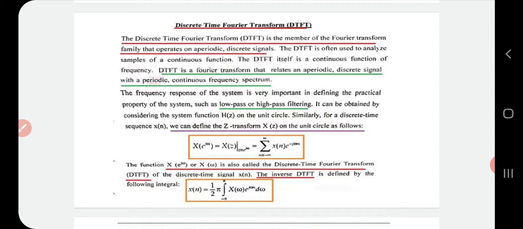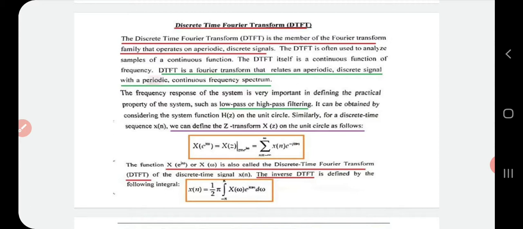continuous frequency spectrum. Now, for a discrete time sequence x of n, we can define the Z transform x of Z on a unit circle as shown. That is, x of e raised to j omega is equal to x of Z at Z equal to e raised to j omega, that is again equal to summation over n equal to minus infinity to plus infinity x of n e raised to minus j omega n. So that is how we define the Z transform of a discrete sequence.